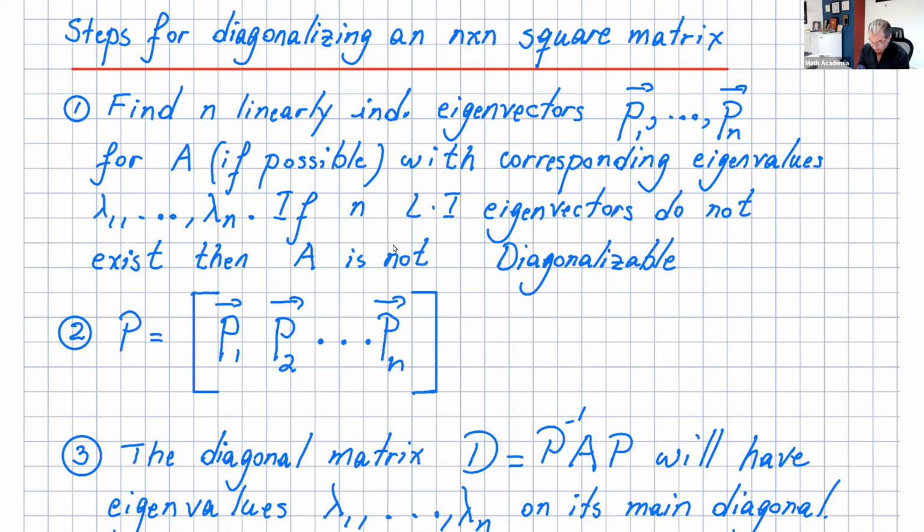First, you have to find n linearly independent eigenvectors for A, and we call them P1 through Pn, if possible, because sometimes it won't be possible, with corresponding eigenvalues. So you first find the eigenvalues, then you find the eigenvectors, and you call them P1 through Pn. Now be careful: if n linearly independent eigenvectors do not exist, then A is not diagonalizable. Once you find the n linearly independent eigenvectors, you form the matrix P, and the columns of that matrix are just going to be your eigenvectors.